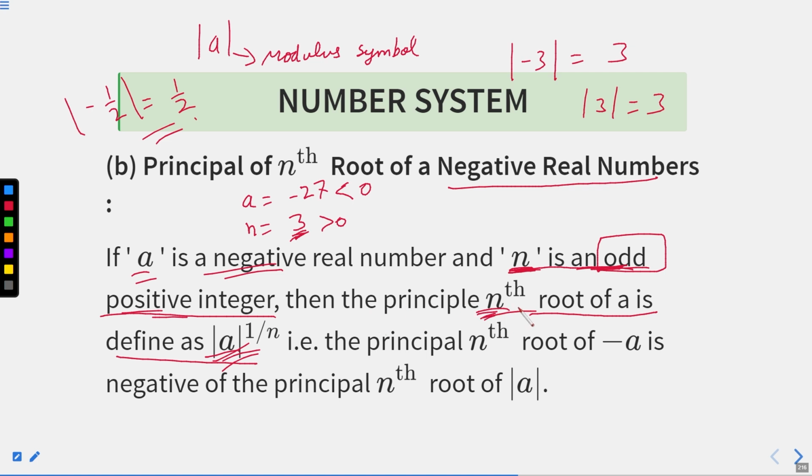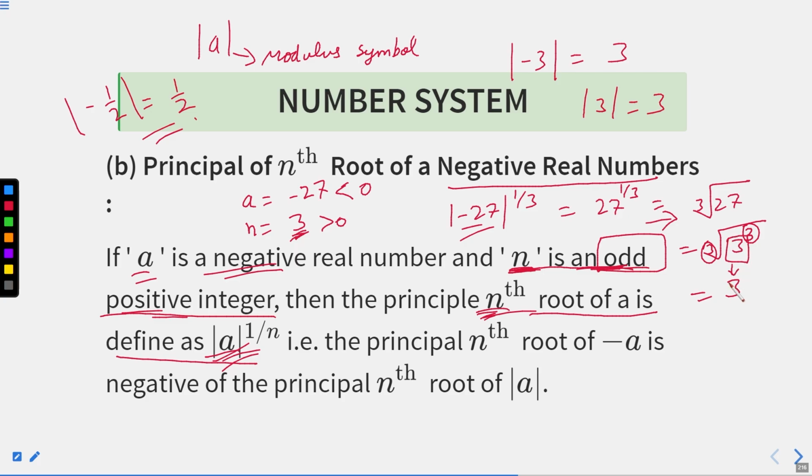Then the principal nth root of a is defined as, so the modulus of 27^(1/3) I can rewrite as 27^(1/3), or it is the cube root of 27. From the surds I can rewrite it like this, and 27 is 3 cubed, and we know from the law of surds that if this is the same, then the answer is only this. So it is equal to 3. So the answer will be 3.